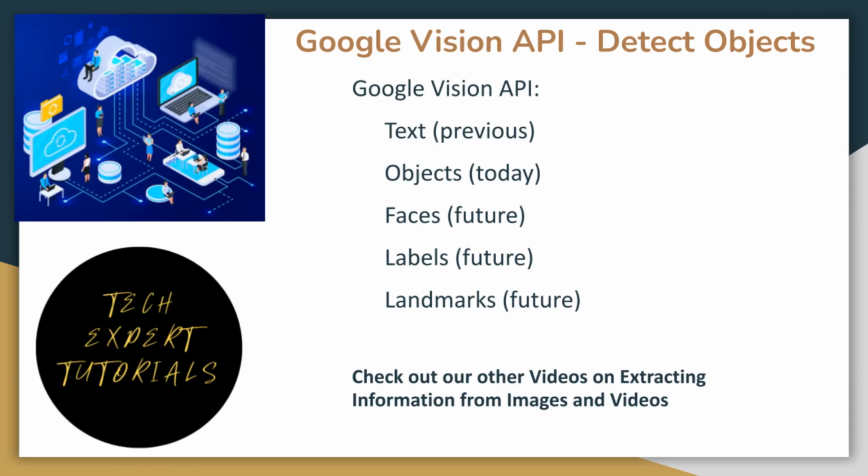In a previous video, we taught you how to detect text in an image. Check the description below for a link to that video. This time, we will teach you how to detect objects in images using the Google Cloud Vision API service.